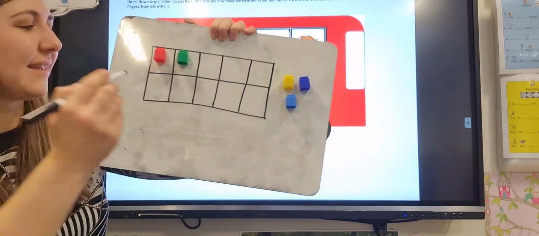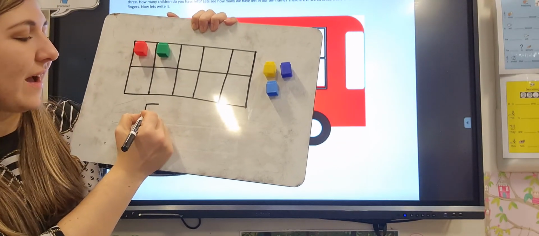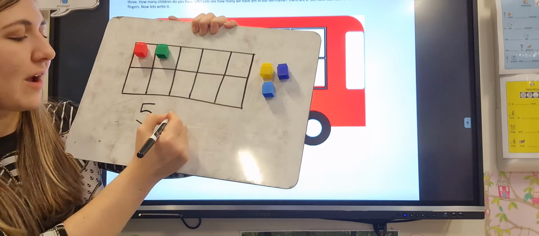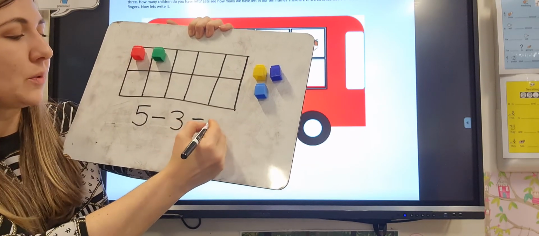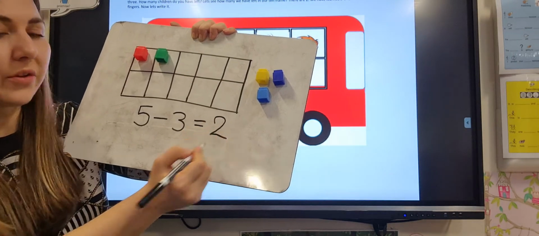Let's have a go at writing it. 5 subtract 3 is equal to 2.